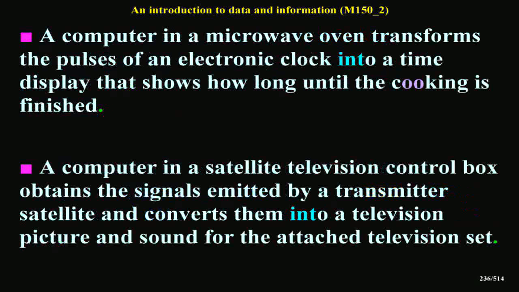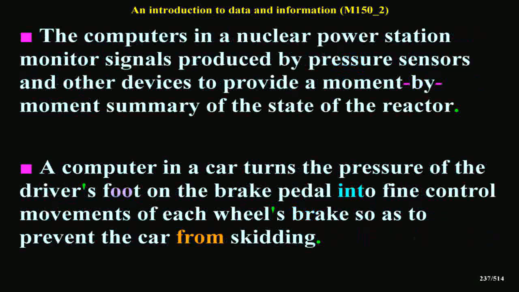A computer in a satellite television control box obtains the signals emitted by a transmitter satellite and converts them into a television picture and sound for the attached television set. The computers in a nuclear power station monitor signals produced by pressure sensors and other devices to provide a moment-by-moment summary of the state of the reactor. A computer in a car turns the pressure of the driver's foot on the brake pedal into fine control movements of each wheel's brake so as to prevent the car from skidding.